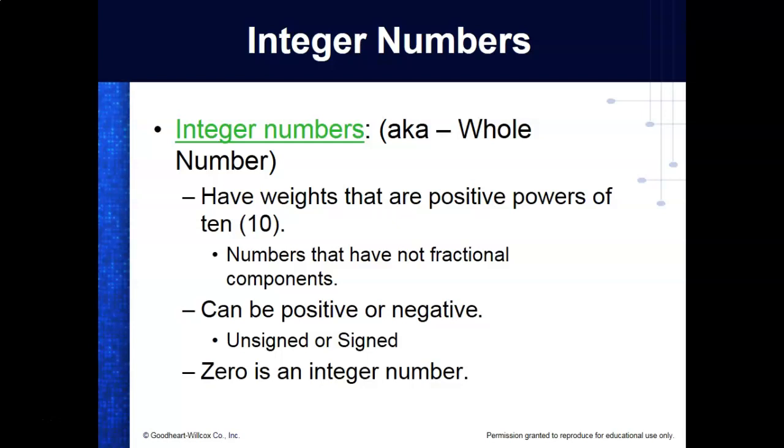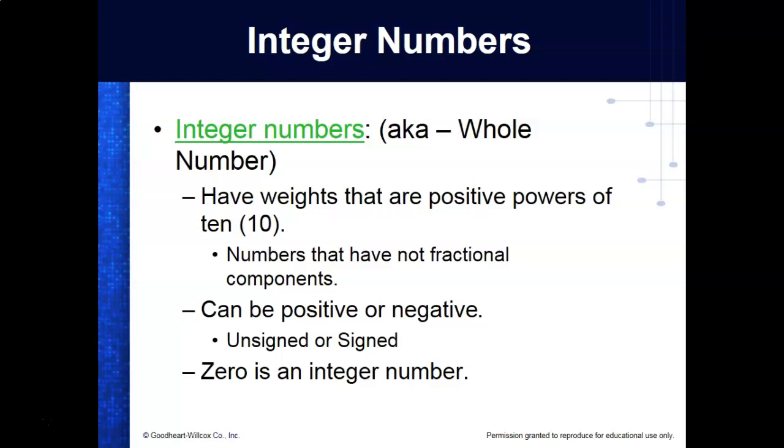Integers have weights that are positive powers of ten. They have no fractional component and can be positive or negative. Most PLCs establish what type of integer you're using. We can use an unsigned integer, or we can use a signed integer. Unsigned integers would be considered positive. And then signed integers, this is going to tell us a lot about the range of the numbers. So 0 is an integer number, even though 0 technically has no weight, no matter where it is in the number.